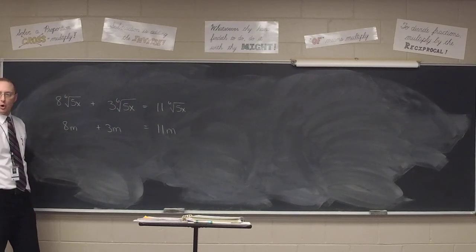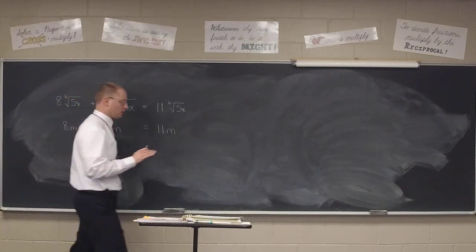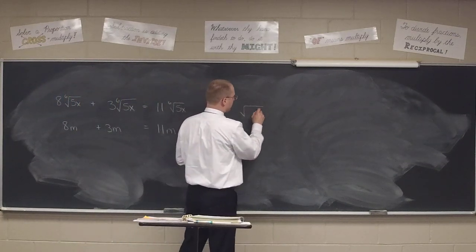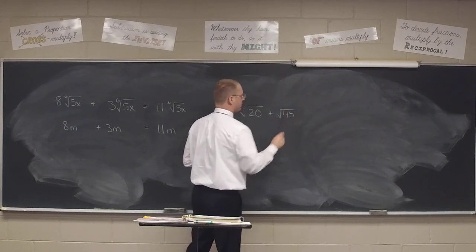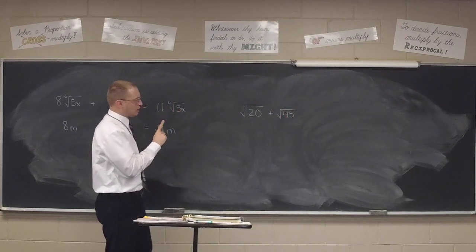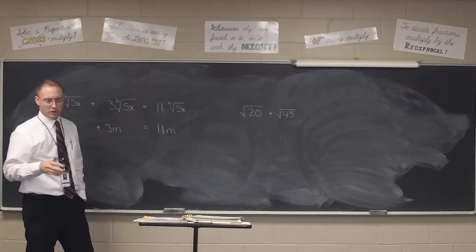But you might recall we looked on Friday in our last lesson at an example something like this. The square root of 20 plus the square root of 45. Now here we've got a little problem because these radicals aren't similar.